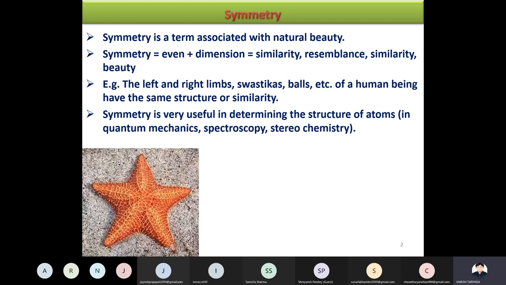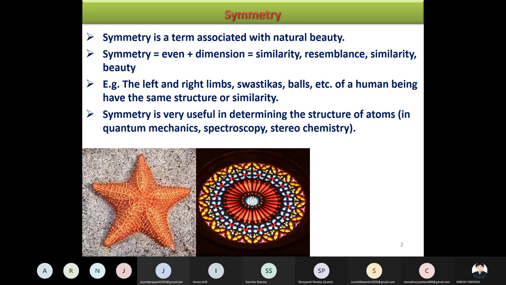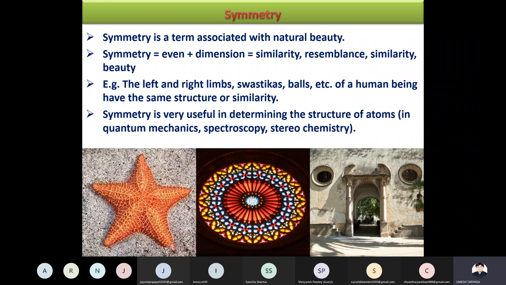This is one example of symmetry: this starfish is a good example. The object looks symmetrical in all directions. Look at this object from the center, and you will get a fine symmetrical structure. Here is another example of a symmetrical shape, a symmetrical design. Just look at it from the center outward, and you get equal symmetrical distribution in all directions. These are some natural objects where symmetry is present.